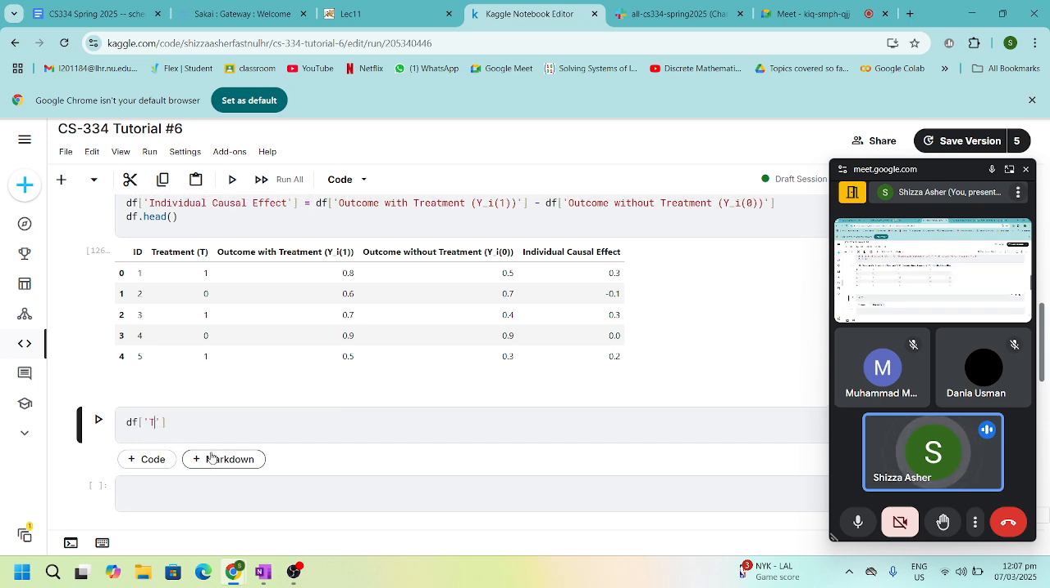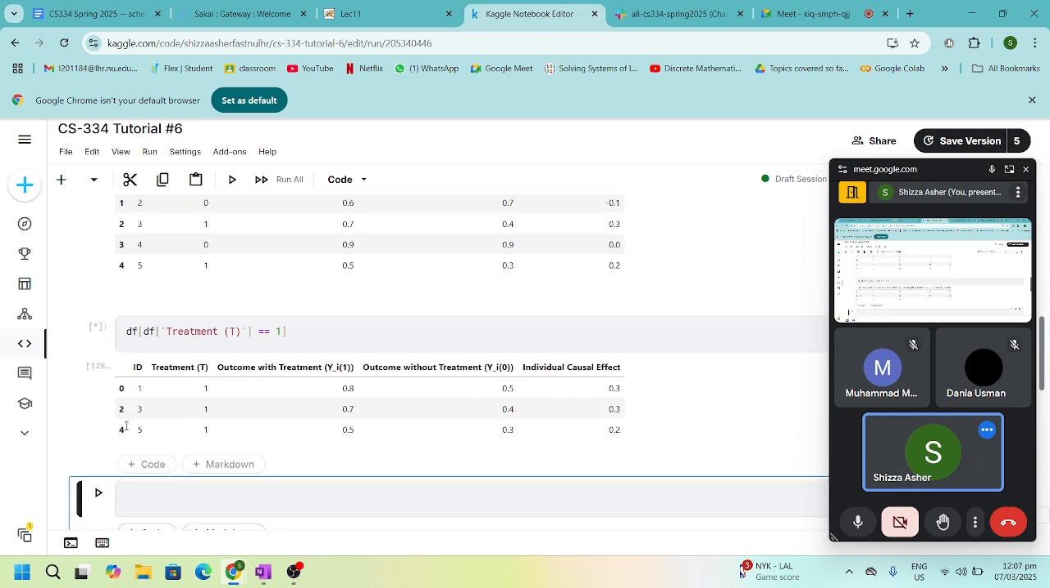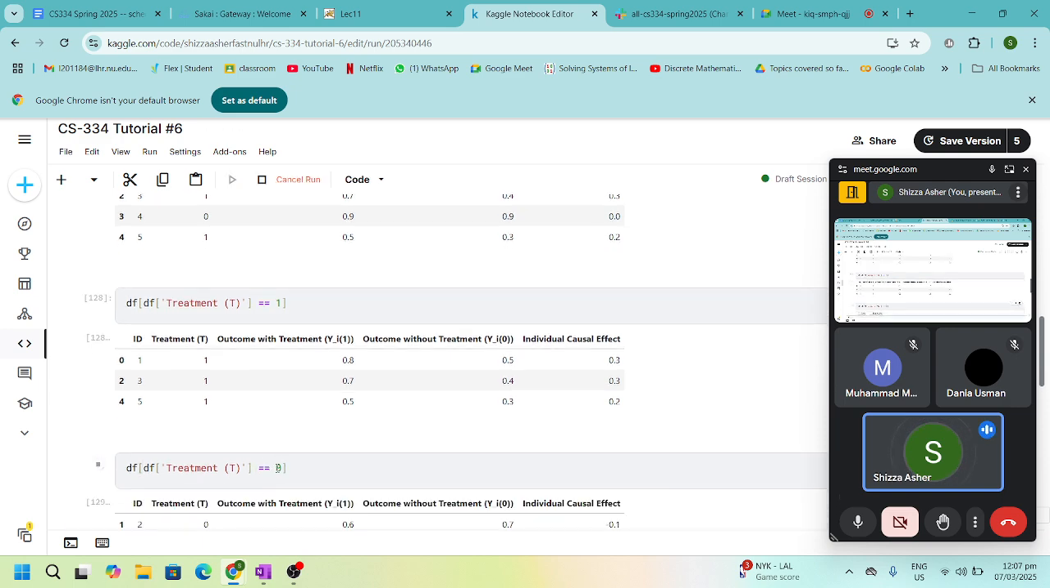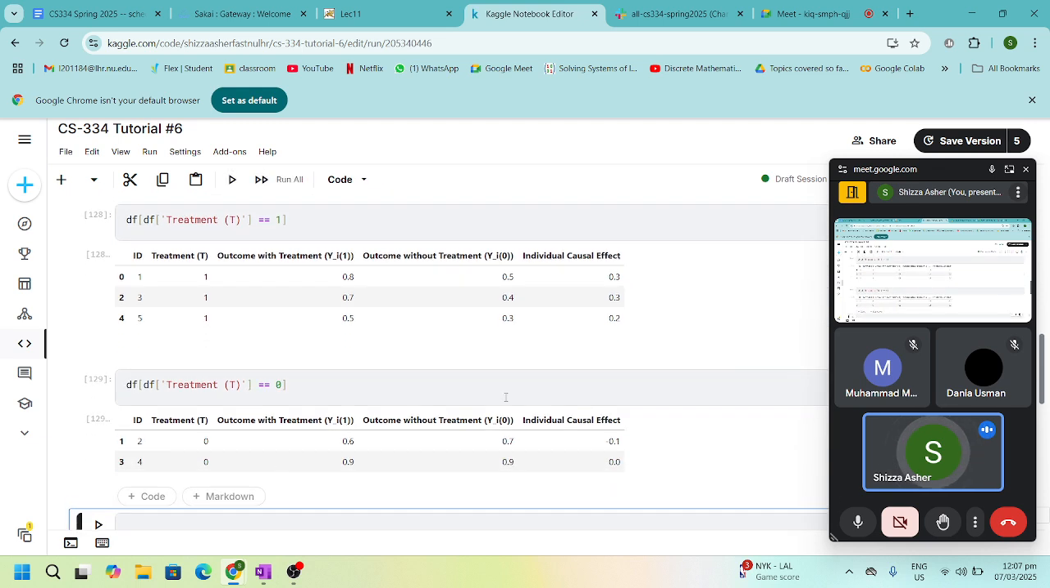All right, df treatment t is equal to 1. And then I can just pass that Boolean array to my data frame. And this is what I have obtained. Similarly, these are the individuals to which the treatment was not administered.